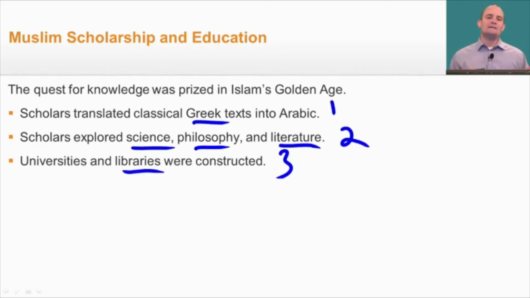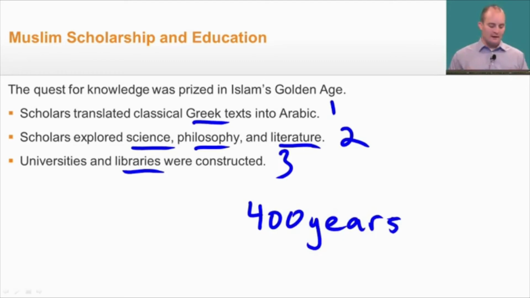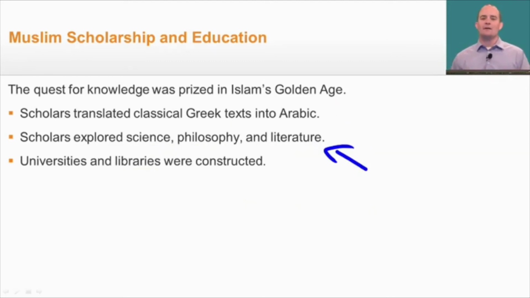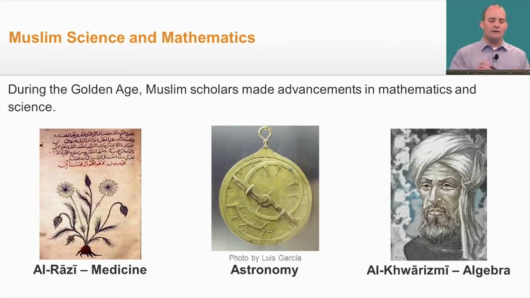In fact, in Baghdad, there was a university that was called the House of Wisdom. And for 400 years, it served as a meeting place for these scholars as well as a meeting place for these new discoveries that were being made in these various areas. Now let's take a look at some of the actual areas that were advanced during this time.